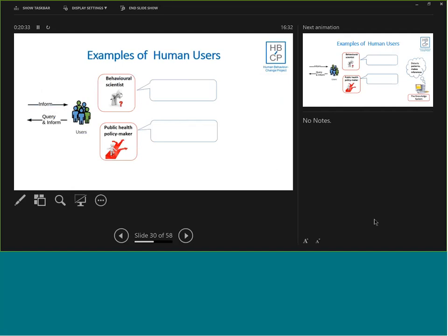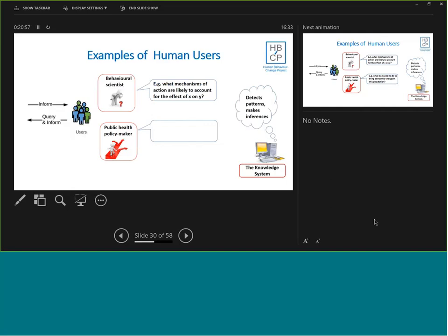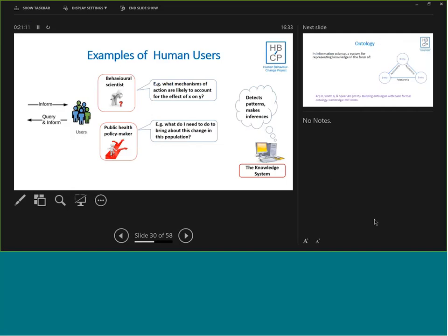Okay, so examples of human users. On the left we have our users. I've just taken two, a behavioral scientist and a public health policymaker. Obviously at the right hand we've got our knowledge system, but the kind of questions that they are likely to interrogate, or examples of the kind of questions they may pose to the system, for a behavioural scientist might be, what mechanisms of action are likely to account for the effect of X on Y? So this is a theoretical explanation kind of question. Whereas a policymaker may ask, for example, what do I need to do to bring about this change in this population? And there are tens, hundreds of variations of the big question which potential users might ask.